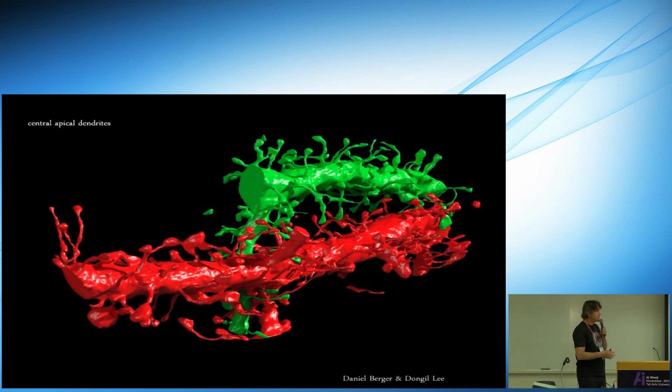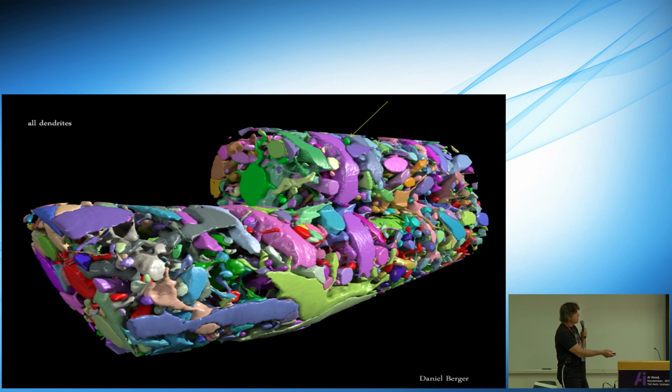So here's an example of a little sliver of mouse brain. And what you see are two dendrites, a green one, a tiny little branch of a dendrite. And in this tiny little branch, if you look at, for example, this little connection, which is going to be a synapse, here are all the dendrites that are around those two dendrites. So it's really dense.